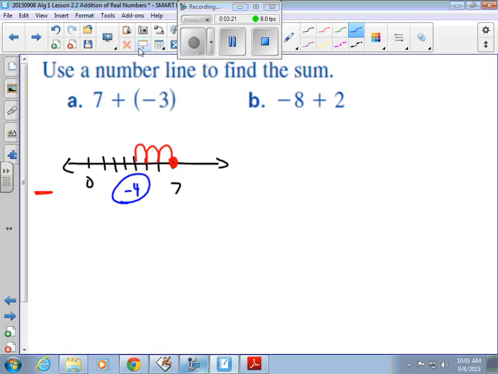Again, you don't have to be pretty, don't have to be perfect, just the way you can count it accurately. Take about 30 seconds.